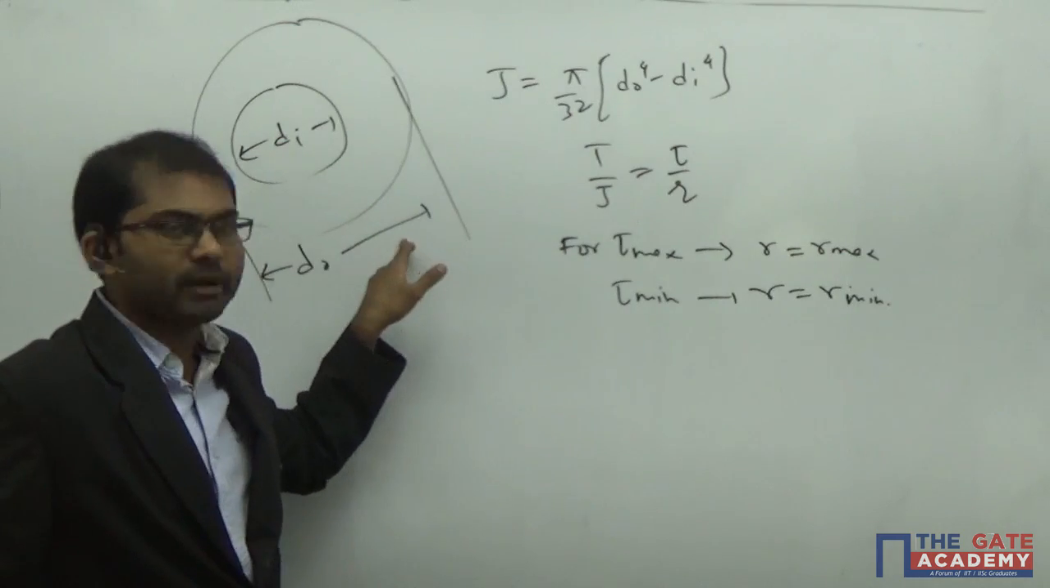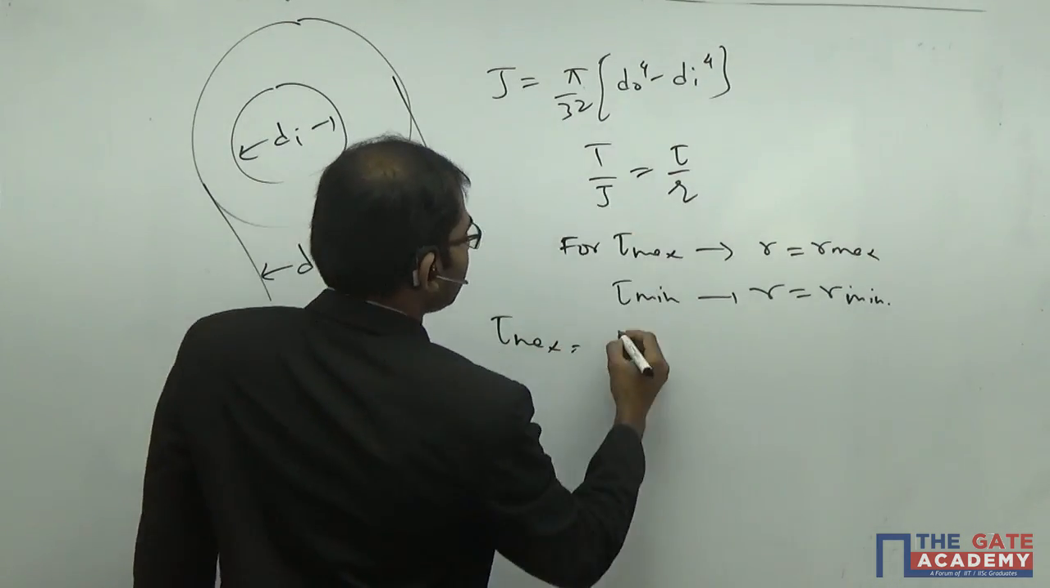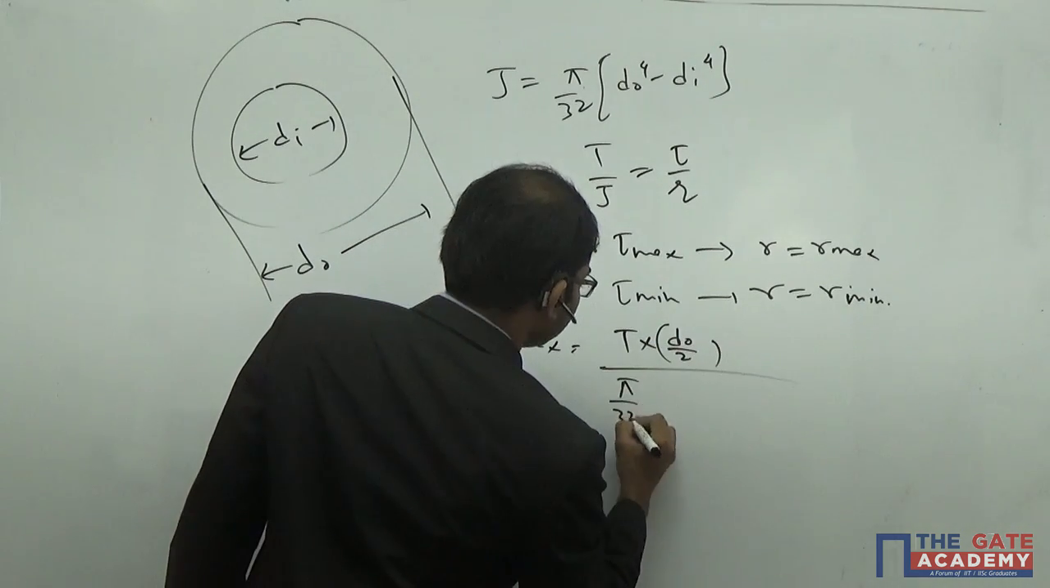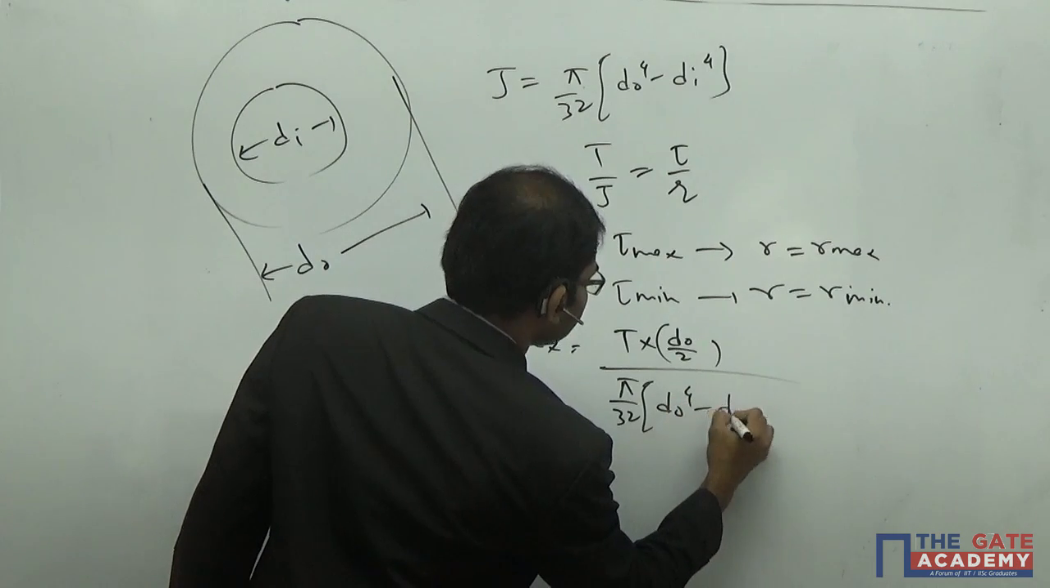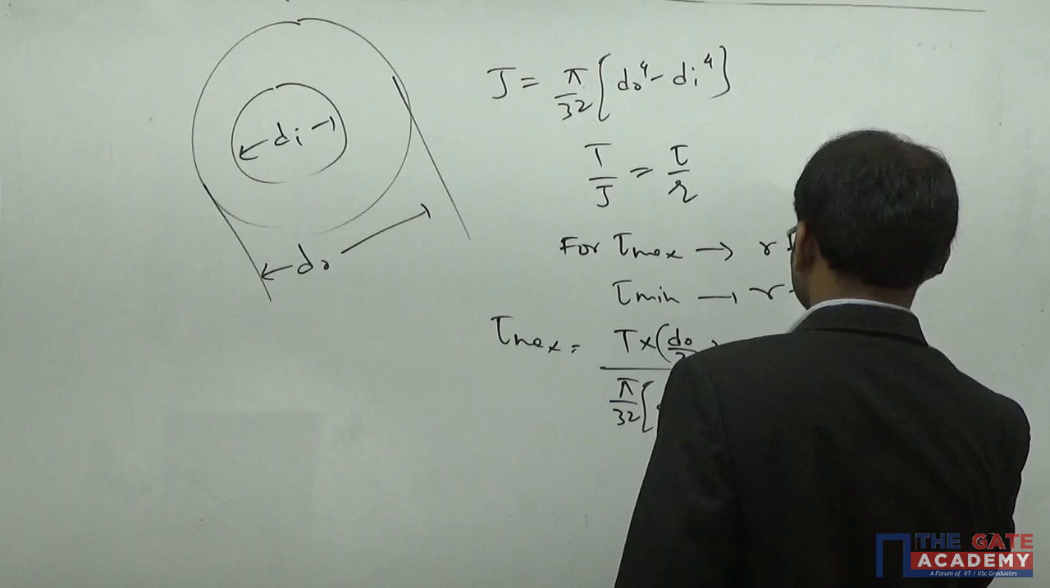R max is equal to d naught by 2. So maximum shear stress tau max will be given as torque into d outer by 2, whole by pi by 32 whole into d outer power of 4 minus d inner power of 4. So basically we are going to get the answer like this.